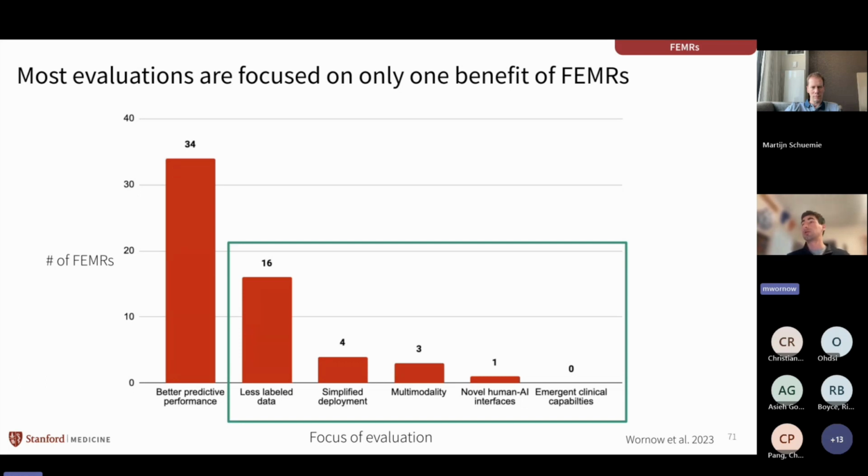And how does a human actually interact with these models beyond just seeing a flag pop up in Epic that they might ignore? The good news is, people are thinking about the less labeled data angle, but definitely more attention could be paid on that front.